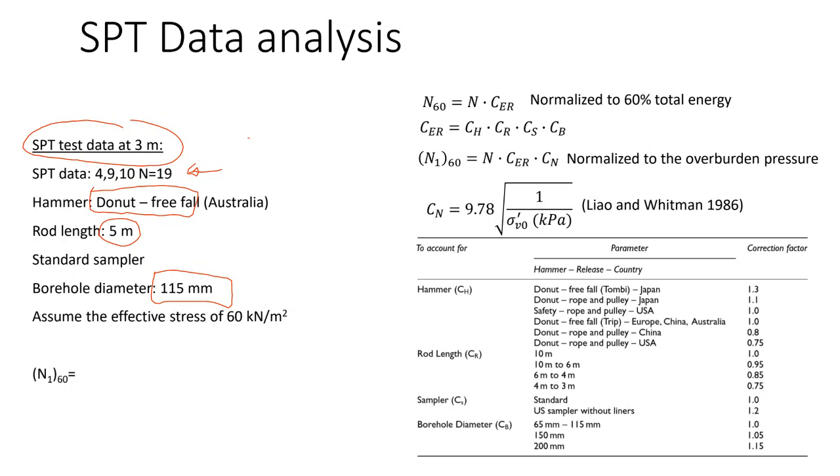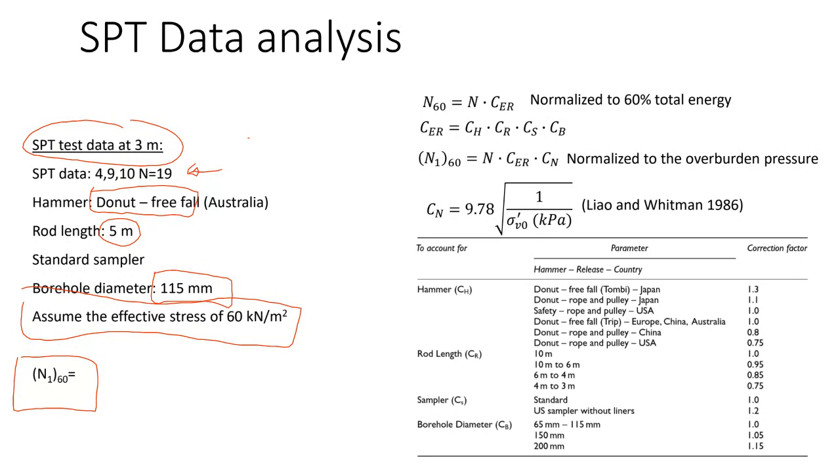And this one, we just assume the effective stress of 60 kilonewton per square meter. When you work on a similar problem by yourself, you're not going to assume, you're going to calculate it yourself, but as already mentioned, I will teach you how to do it in week 4. What we're going to do next is normalize this SPT N number to N160. So we will normalize it to the energy of 60%, and we also normalize it to the overburden pressure. The first step, we'll just need to get all these coefficients. So we'll see what we have.